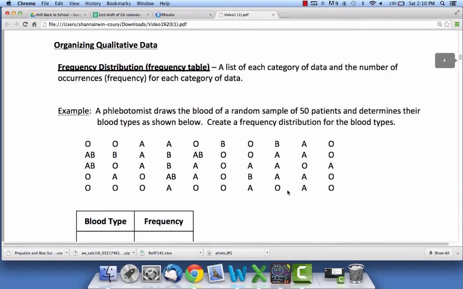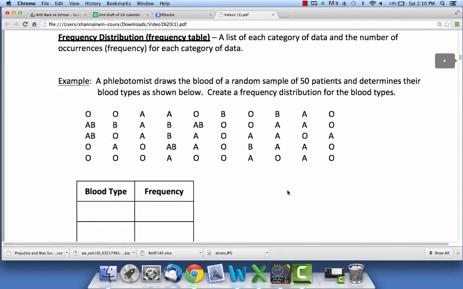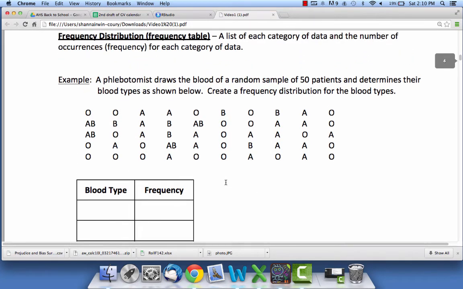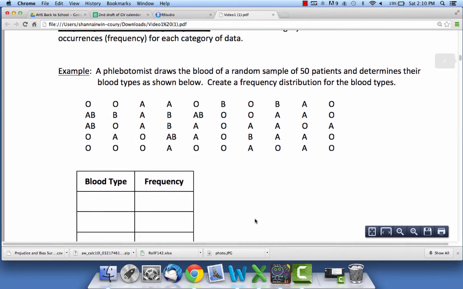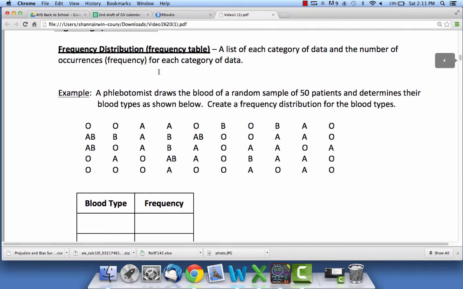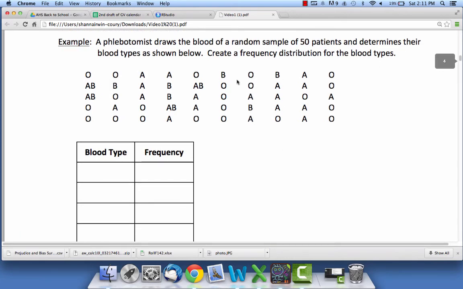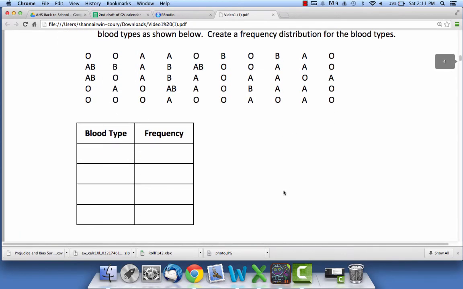So as far as organizing qualitative data, we have frequency distributions, frequency tables. These can be created in RStudio. I'll wait until you've seen that done in RStudio before we start doing that, so I'll just show you. Here's an example. A phlebotomist draws the blood of a random sample of 50 patients and determines their blood types. So we want to create a frequency distribution. Frequency is just how many times did it occur.